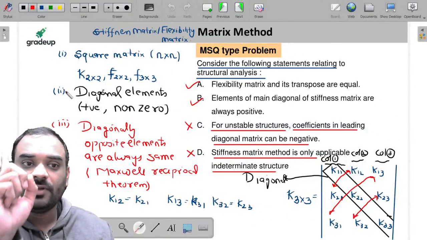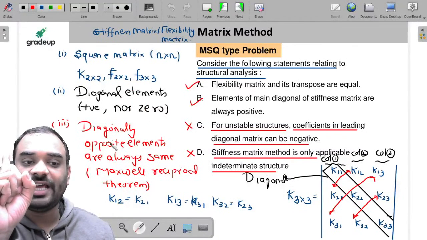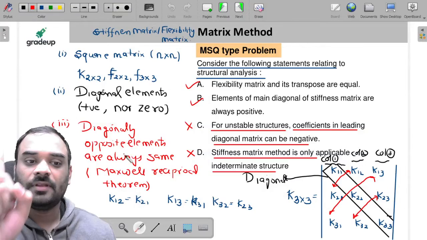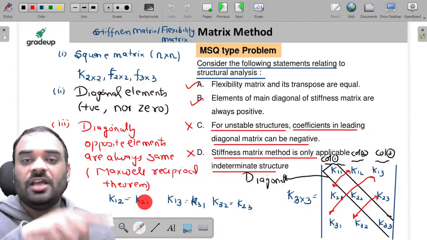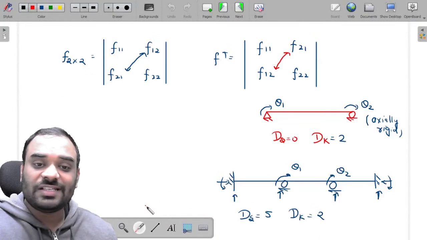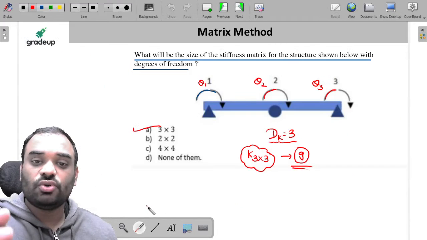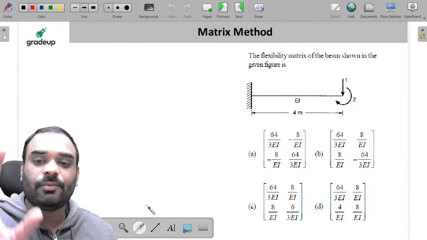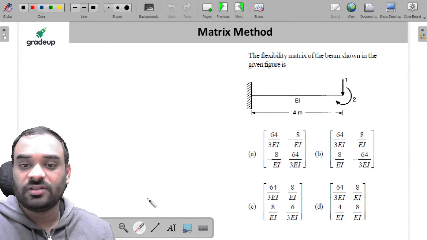Square matrix, diagonal element always positive, non-zero. Diagonally opposite elements are always same in magnitude as well as same in sign. It means both the elements have same nature as well as same magnitude. Okay, sir. Now let's apply these three properties first in the options, so that we are able to eliminate some of the options. Let's check it, guys, whether we are able to eliminate something or not.